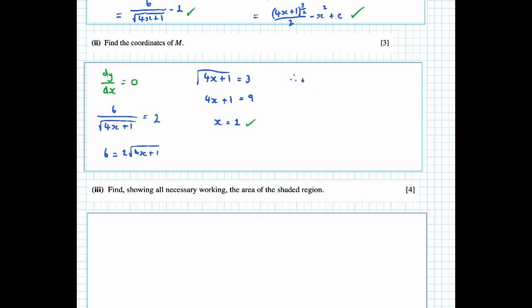And you can substitute that back in then into your original function of y. Just make sure that that top layer for your square root goes across to the right place. And so y is equal to 5. So the coordinates of M were 2 and 5. And that's part 2 for this question.